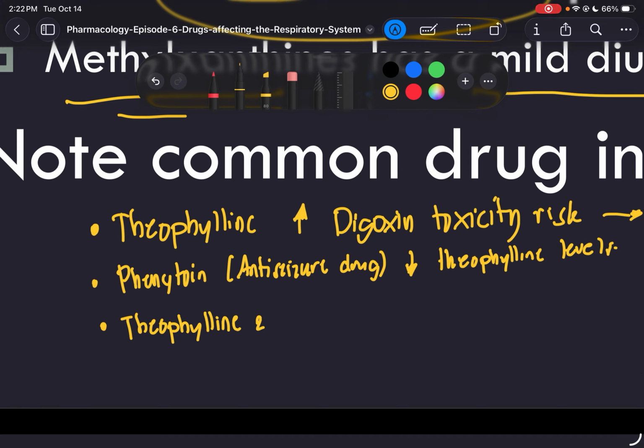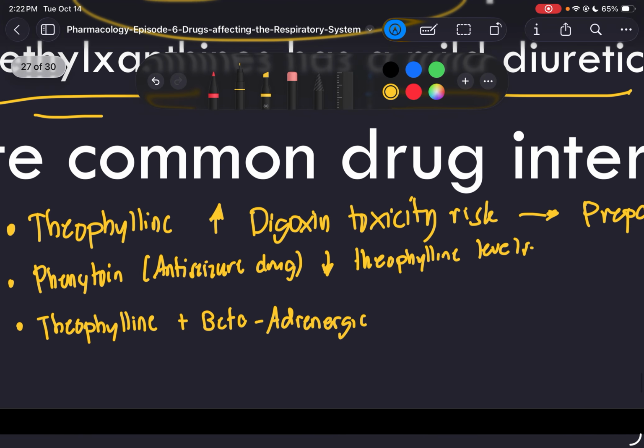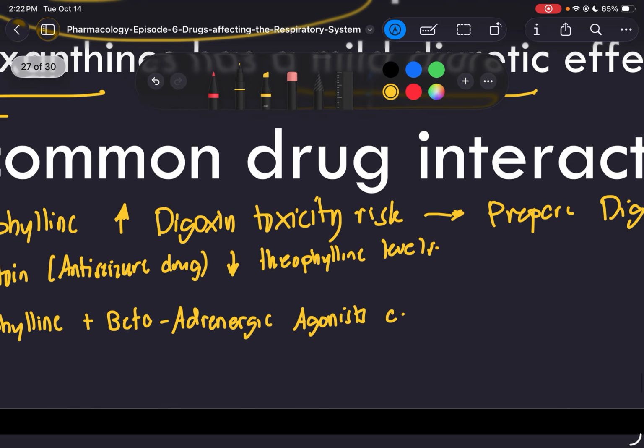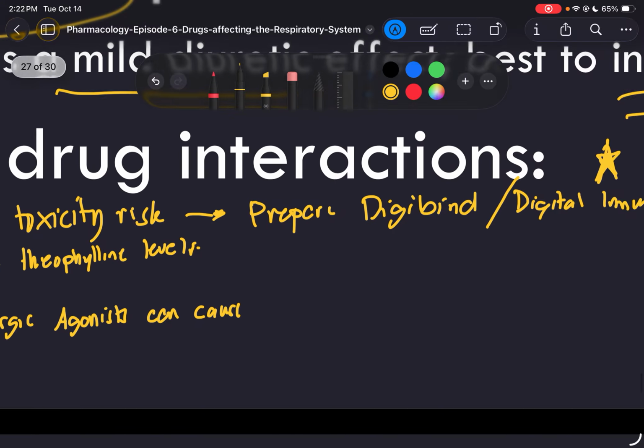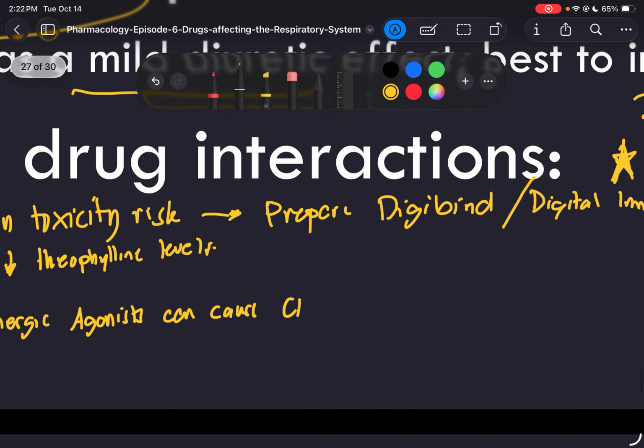Another is theophylline plus a beta-adrenergic agonist, which can cause cardiac dysrhythmia. Okay? Put a big star on that, class.